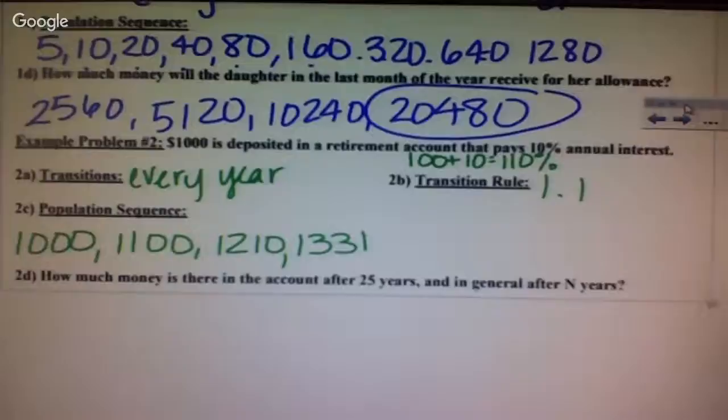Who's doing this 25 times? Plug it into that. There is a formula for this. To find any number in a sequence, your formula is P sub n equals P sub 0 times R raised to the n.